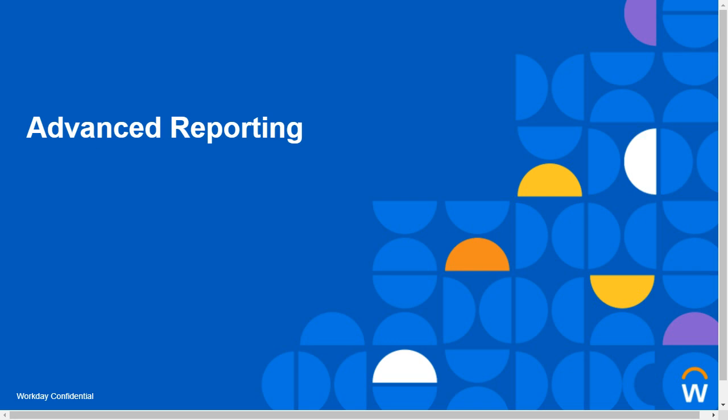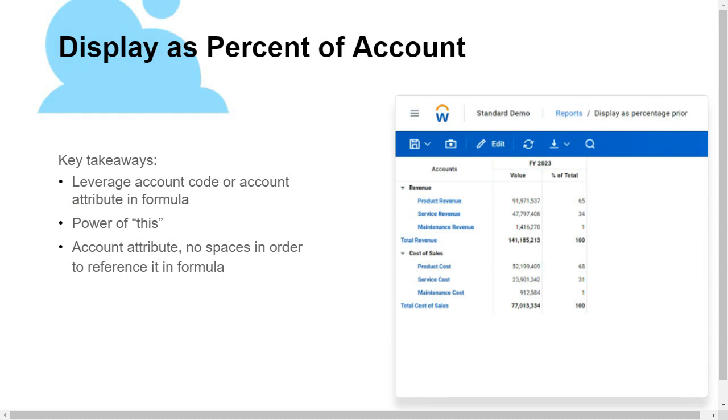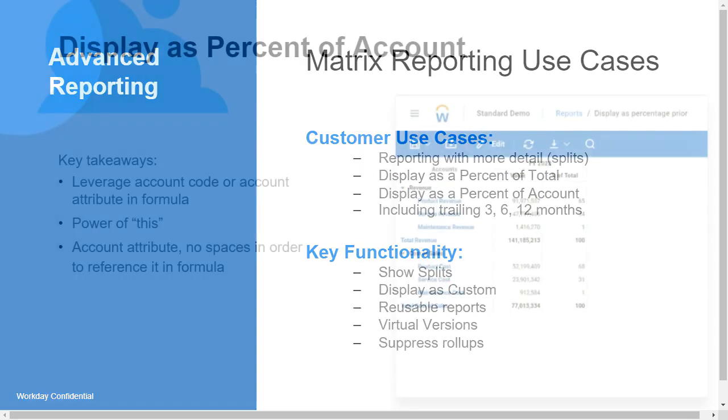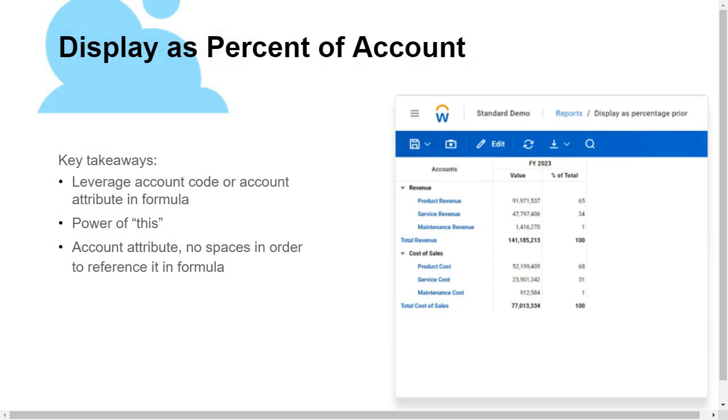So I'll just spend a few minutes going through some key points, going through the example of the use case. The picture. Are you seeing the picture? Yeah. Okay. So in this use case, what you can see on the image here is I want to see my accounts. I've got revenue and cost of sales, and I want to see a percent of total.